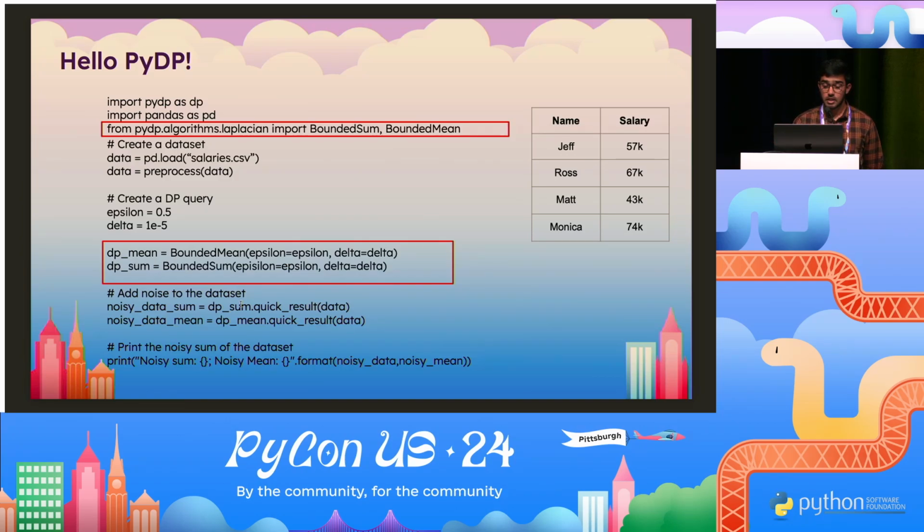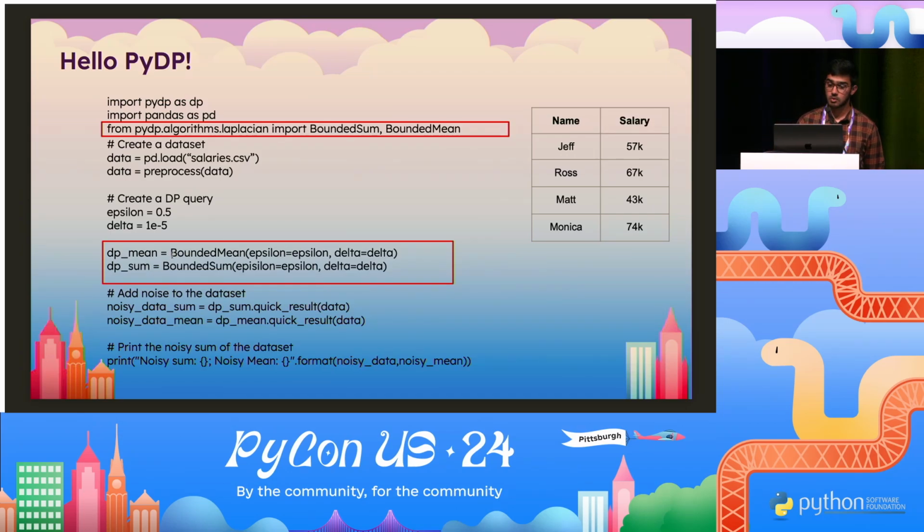One concern might be, what if my data set is so large that I'm running out of memory? What if I have a generator and I want to use differentially private algorithms on top of this? PyDP also provides support for incrementally computing the results.